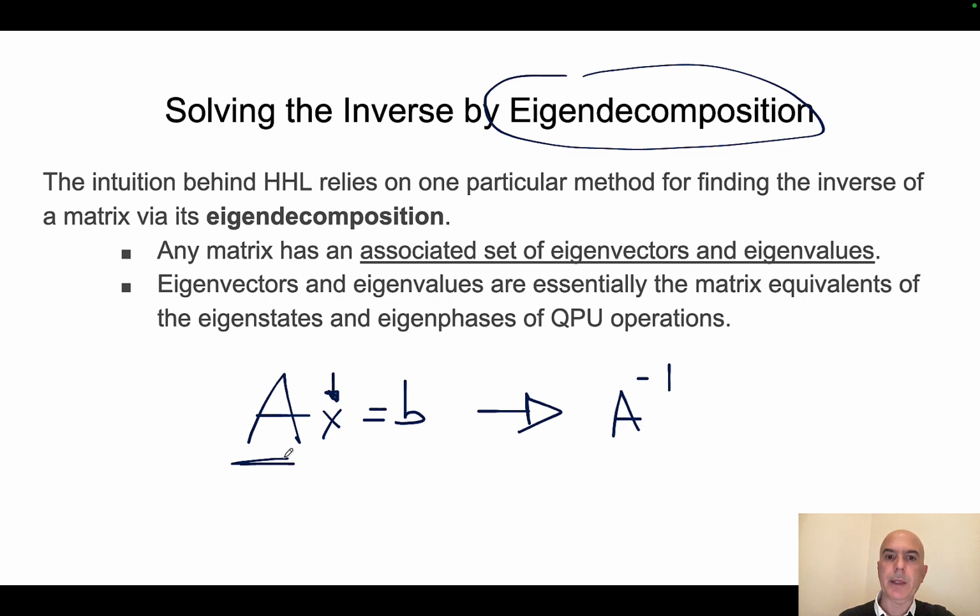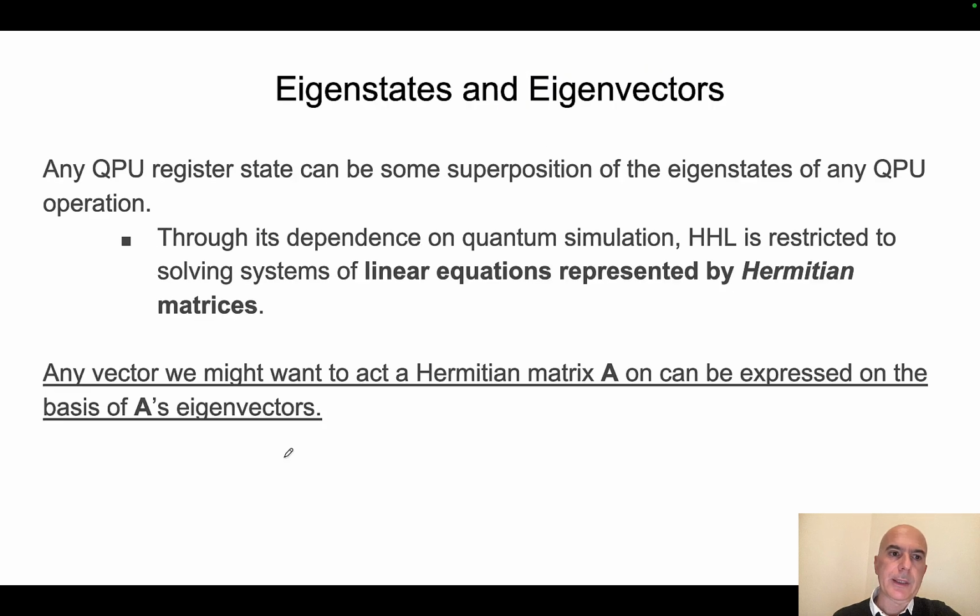In fact, any matrix has an associated set of eigenvectors and eigenvalues. This is not something new. Eigenvectors and eigenvalues are essentially the matrix equivalent of the eigenstates and eigenphases of a QPU operation we saw in the quantum phase estimation. So nothing particularly new. We saw that any QPU register can be some superposition of eigenstates of any QPU operation.